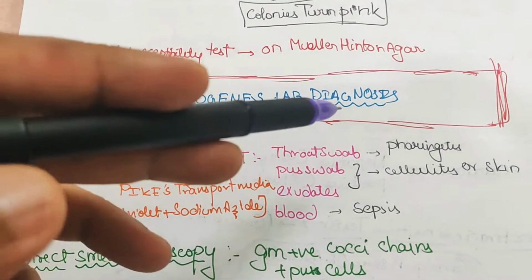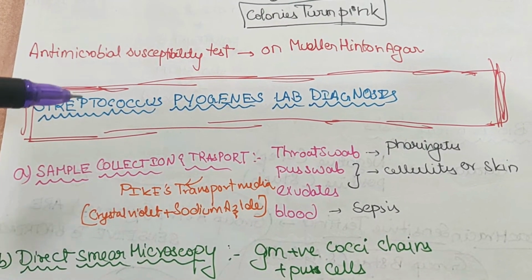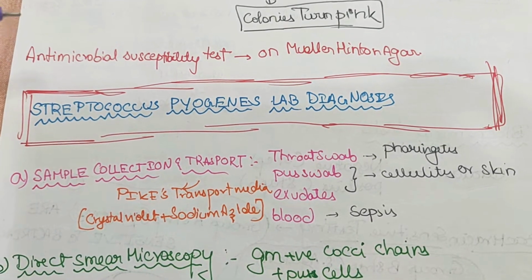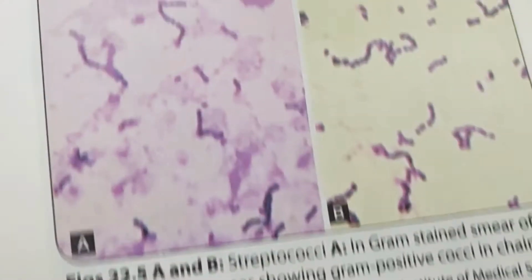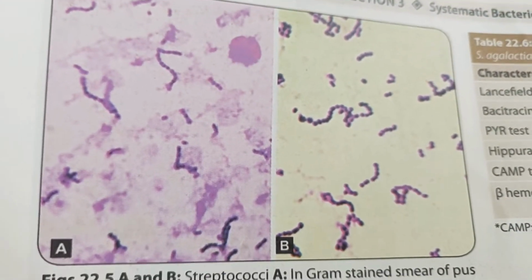So this video is about the lab diagnosis of Streptococcus pyogenes. It is a gram-positive cocci, arranged in chains. You can see here, these are arranged in chains.